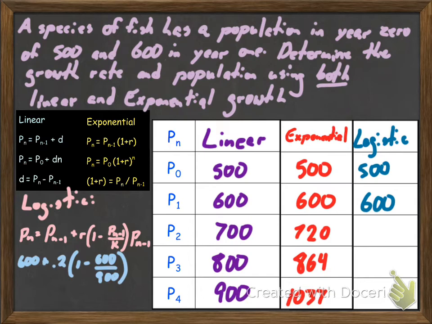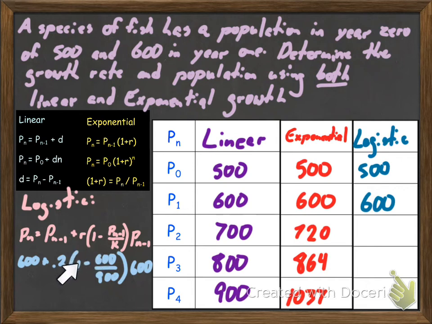If you notice this function here, just imagine, as this number gets bigger and bigger, this 600 in the numerator, this P n minus 1, this fraction is going to approach 1. What's 1 minus 1? Well, that's 0.